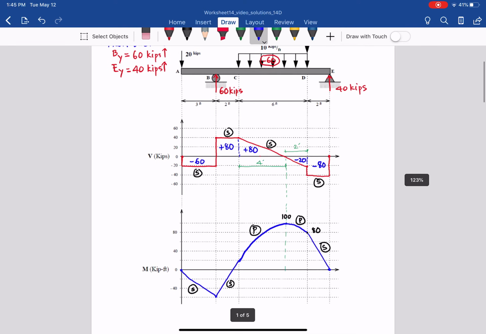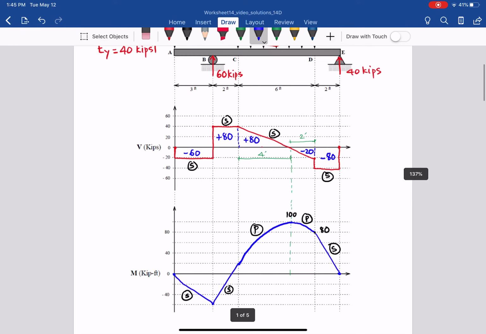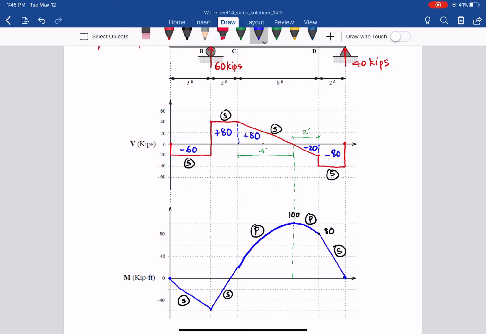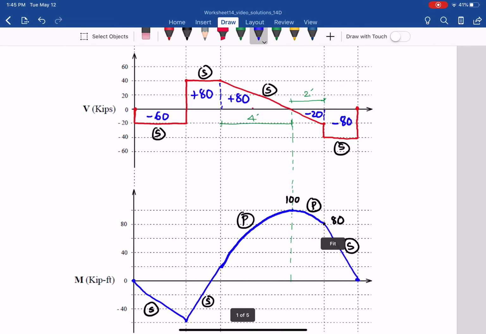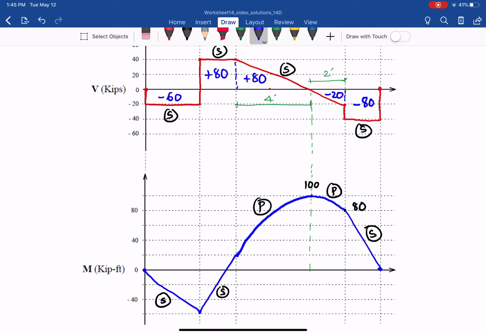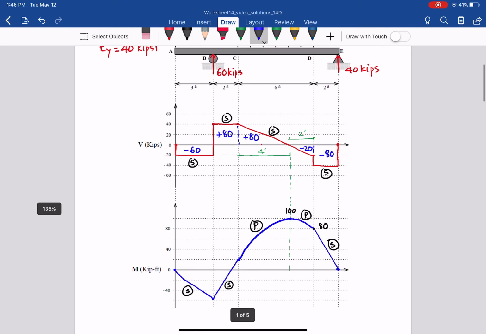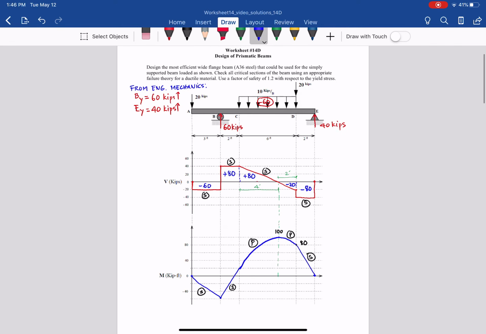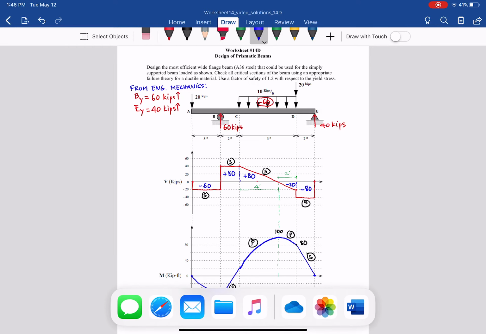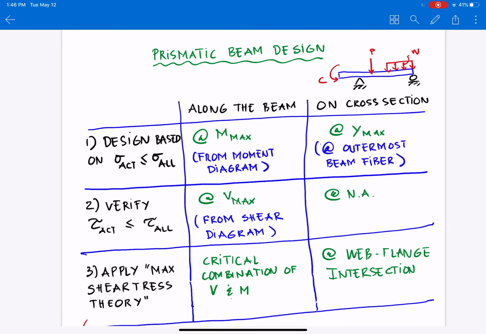So from this diagram, as you can see, we go to the next step. Step number 1 is to design for the internal bending moment. And for the internal bending moment, you see the maximum moment on the moment diagram is 100 kip-feet, and that will be in the next video, when we go to the design of the prismatic beam from the steps we have mentioned in the lesson here.